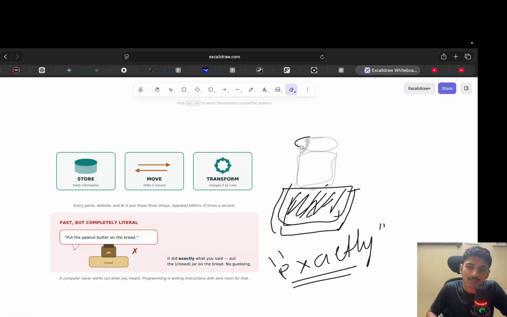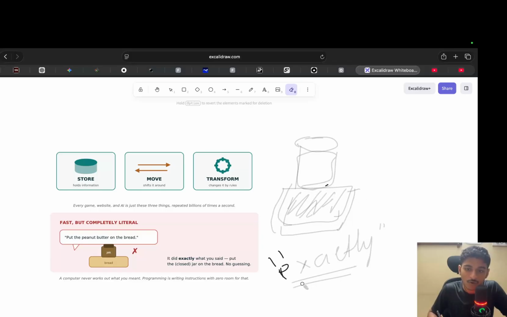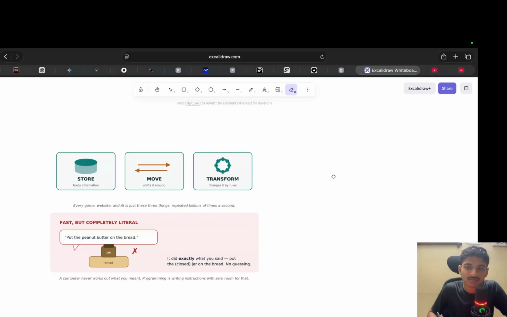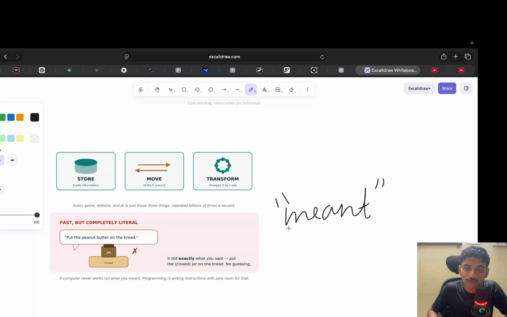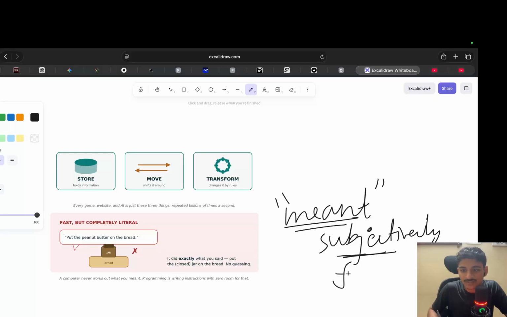So you must be aware of what you're saying and you must be clear of what you want the computer to do. And that is why many people have bugs, I mean, errors when they deal with the computer. A computer never works out what you meant. What you meant was your inner feeling. You know what you meant, that is your inner feeling. But a computer does not think subjectively. What is subjective? It is thinking with what you meant, like what you feel. Subjective comes with feelings.